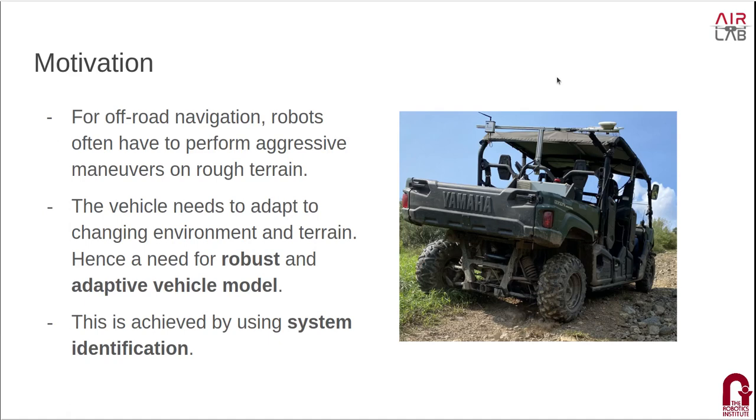The motivation of this project comes from the fact that in off-road navigation, robots often have to perform aggressive maneuvers to traverse difficult terrains. Not only this, but they are also required to adapt to changing environments, including different terrains. These requirements call for a robust and adaptive vehicle model to accurately predict the motion of the robot, and such a vehicle model is achieved through system identification.